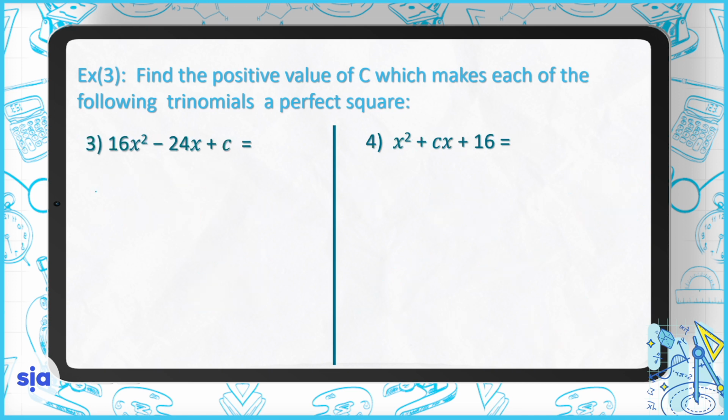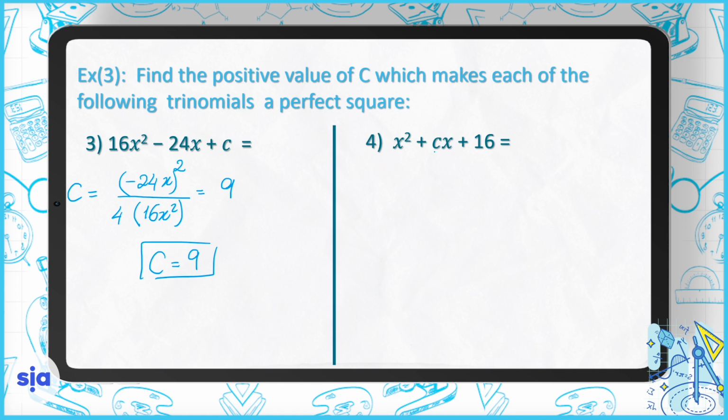Question 3. The question again wants us to find c. c here is located as the third term. So to find the third term, it's the middle term squared divided by 4 times the first term. For you to find this, you will see that it's equal to 9. So c in this case equals 9.